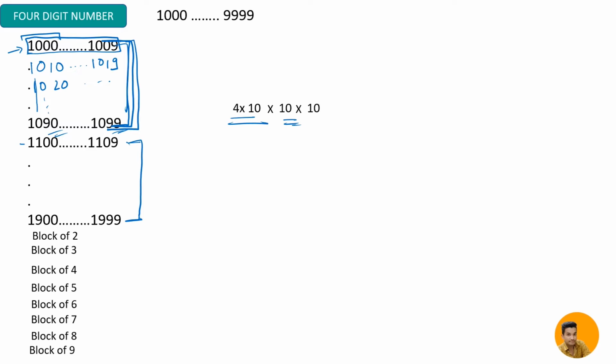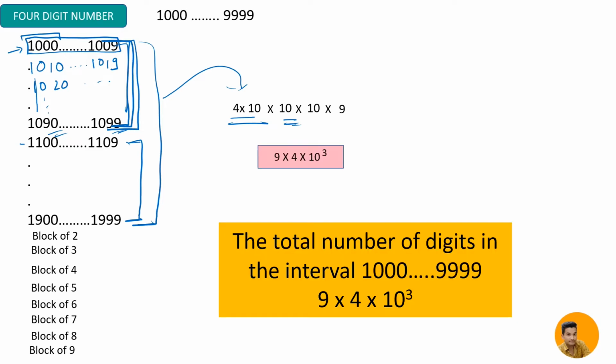So this was all block of 1. Then you have 2, 3, 4, 5, 6, 7, 8, 9, so you would multiply by 9 also, correct? So you would get this. So these are 4-digit numbers. Total number of digits, total number of 4-digit numbers is this.